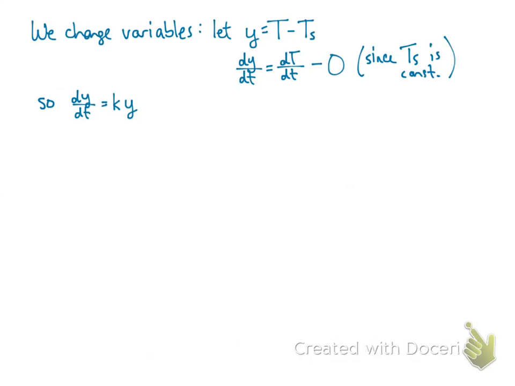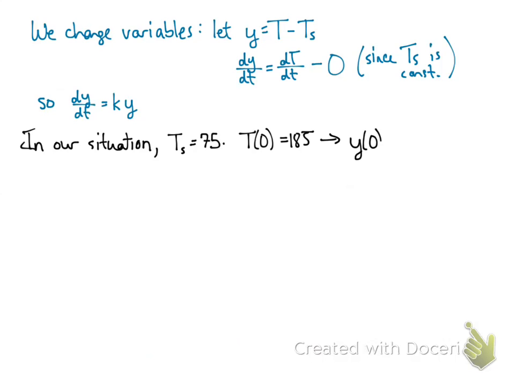This differential equation, a differential equation being an equation that involves derivatives, has a general solution, and we'll see that in a minute. But right now, we want to point out that the surroundings temperature in this problem is 75 degrees Fahrenheit. The initial temperature of the object is 185, which means the initial y value is T minus Ts, so that's 185 minus 75, so that's 110.